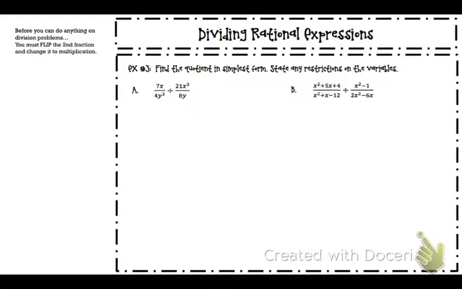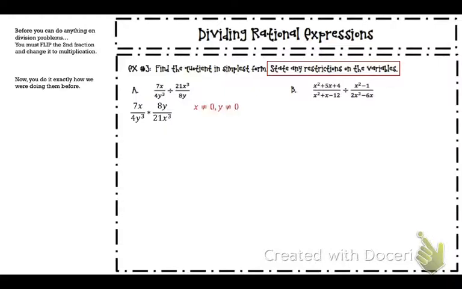So we have 7x over 4y cubed divided by 21x cubed over 8y. First thing I'm going to do is flip that second fraction. So I have 7x over 4y cubed times 8y over 21x cubed. Once you've changed it to multiplication, you do it the same way we did that multiplication one before. First thing is state the restrictions. So x can't equal 0, y can't equal 0 for this case.